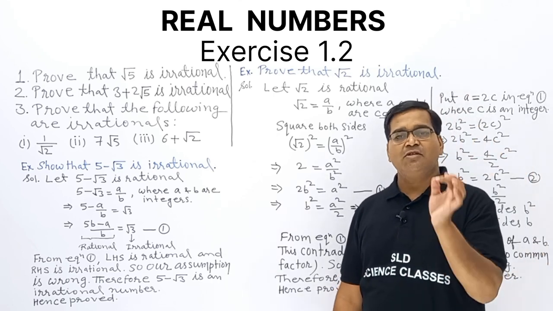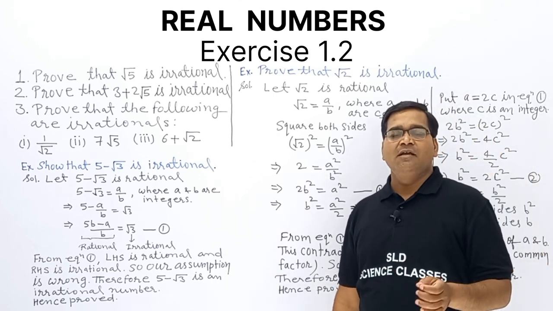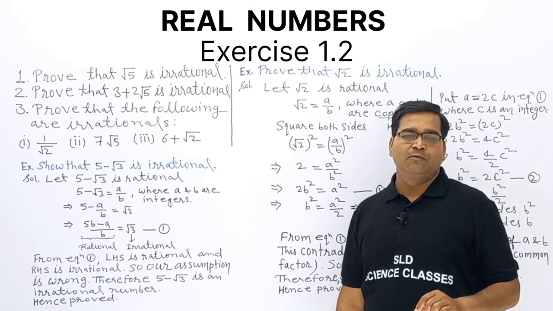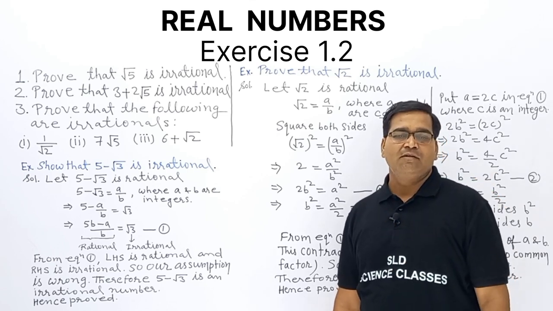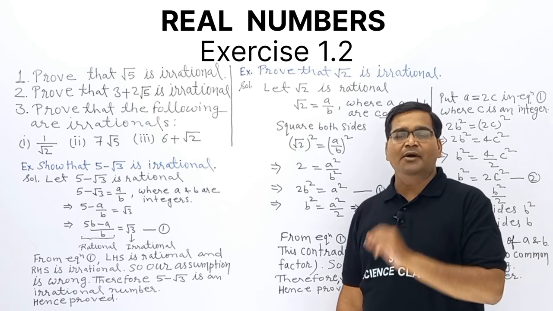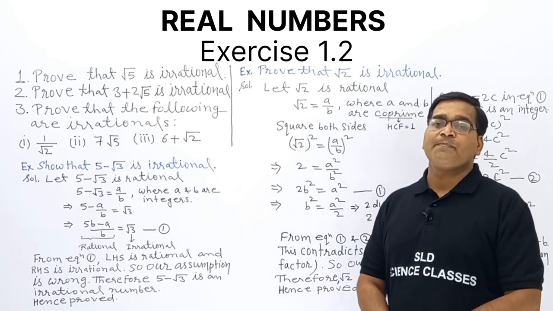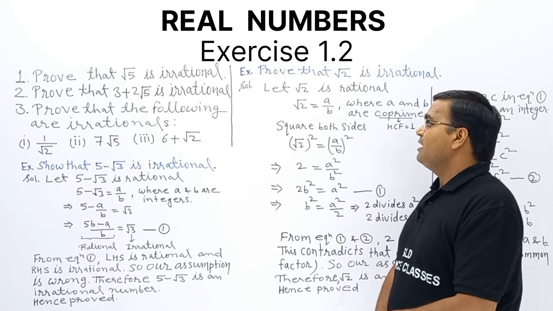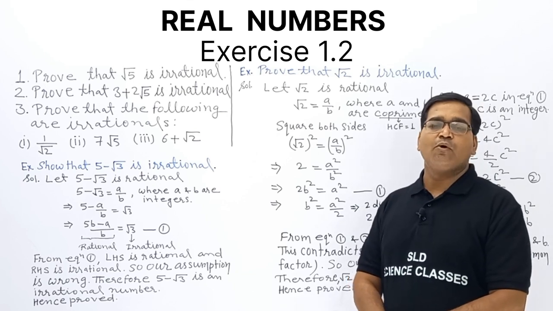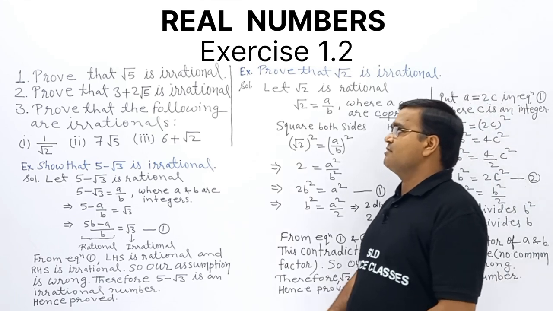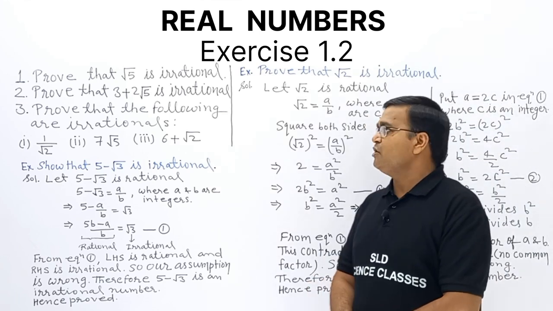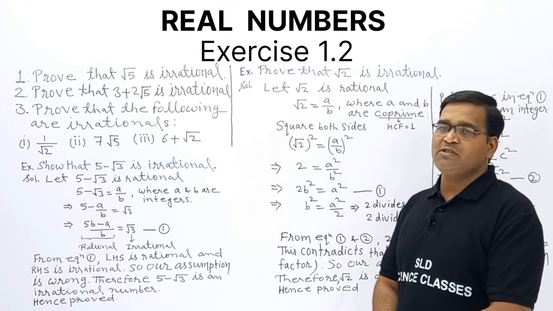In the 9th standard, we studied the representation of irrational numbers on the number line. So in this class, we will discuss how to prove irrational numbers. In this exercise, we have 3 questions. And question number 1 is: prove that root 5 is irrational.